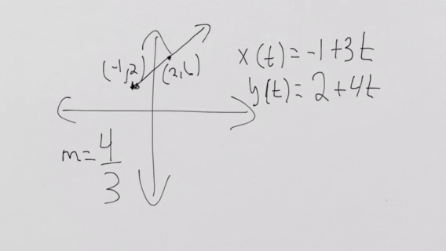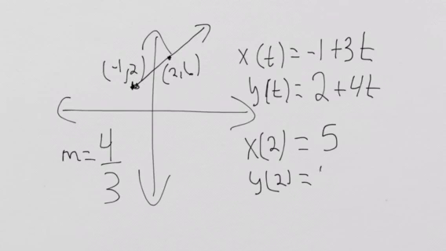After 2 seconds, let's do x of 2 and y of 2. We would be at -1 plus 6, which is 5, and we'd be at 2 plus 8, which is 10. So after another second, we're on this line at (5, 10).